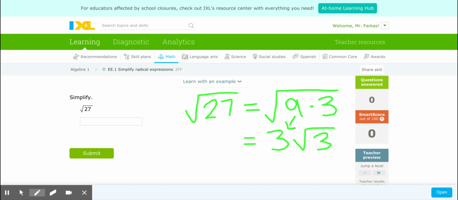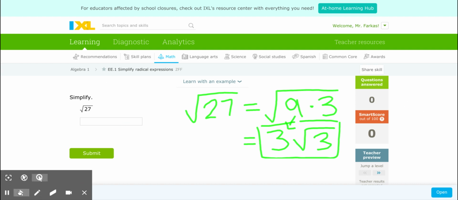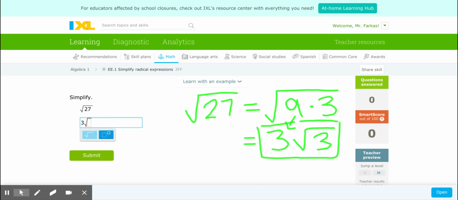And then the square root of 3, well, that's not a whole number, so we just leave it inside of the square root. So over here, you would say 3 times the square root of 3. That's how we simplify the square root of 27. The square root of 27 is equal to 3 times the square root of 3.